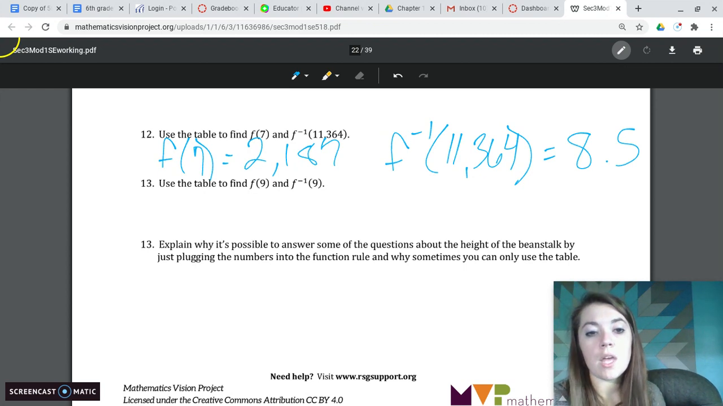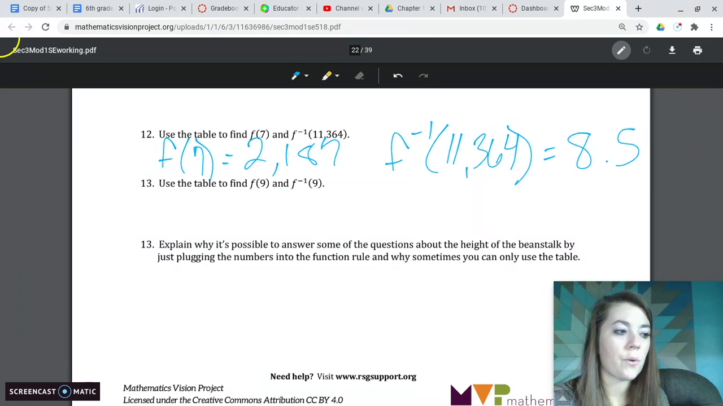So you'll do the same thing for 13. Now make note, f of 9 and the inverse function of 9 are two different things. They're going to be completely different answers, okay?